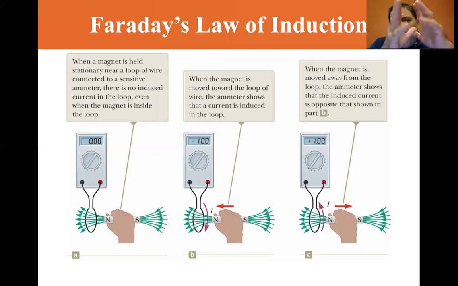So what do we see here? We see that a loop of wire in the presence of a magnetic field doesn't mean anything. It's only when it's in the presence of a moving magnetic field that you induce a current. And we'll learn through Lenz's law how to predict the direction the current will move based on the growing or collapsing magnetic field.